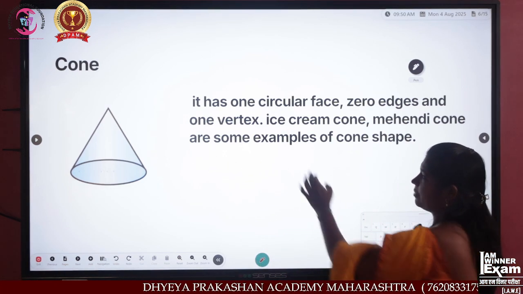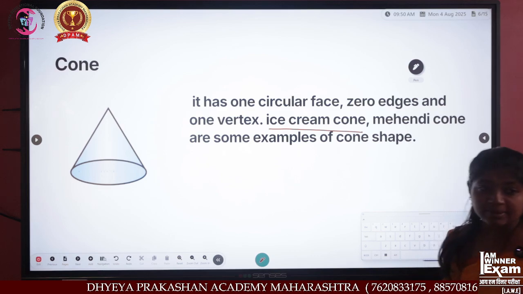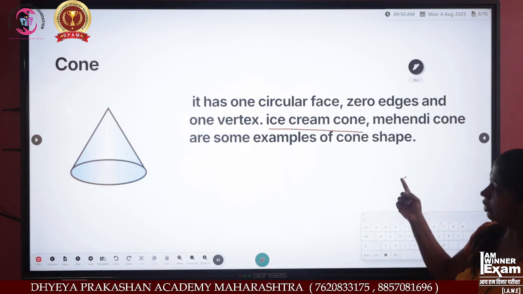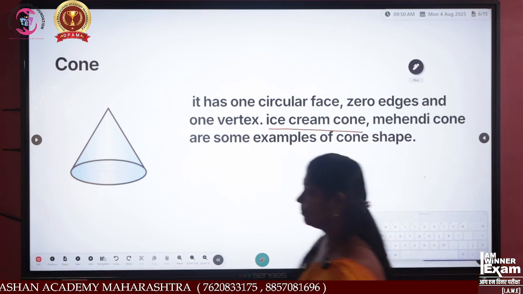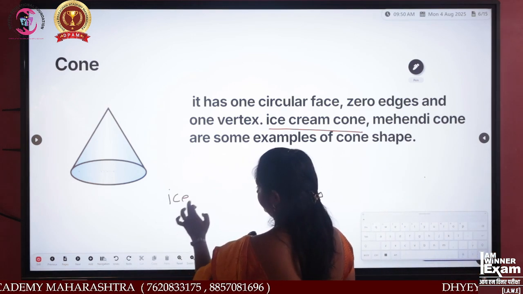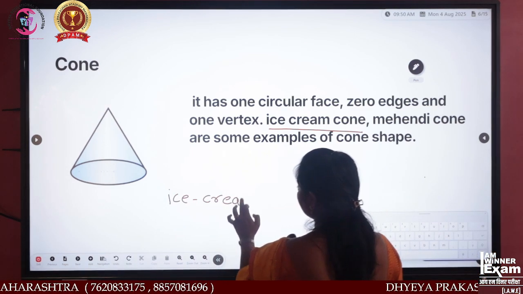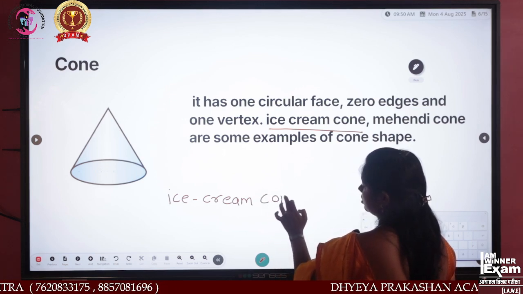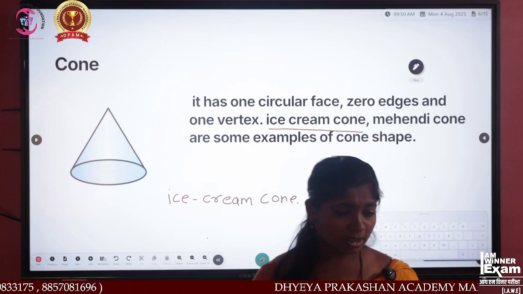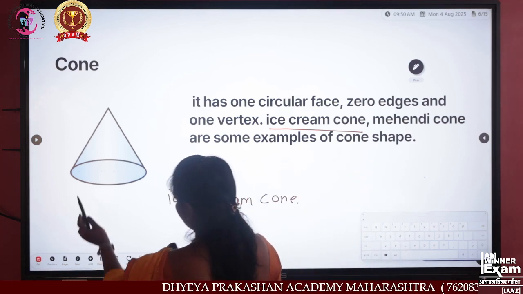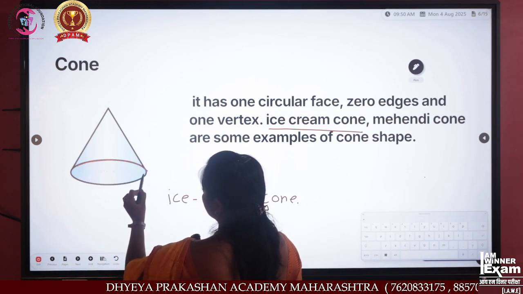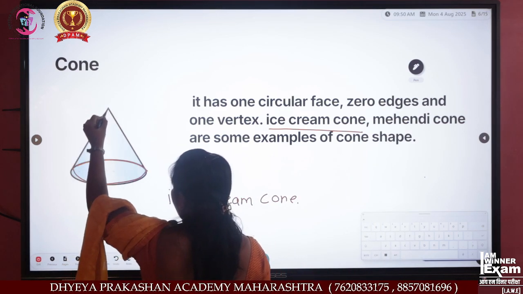For example, an ice cream cone and a mehendi cone are some examples of cone shapes. Yes, it is a cone shape.